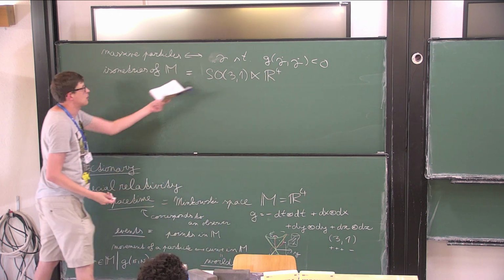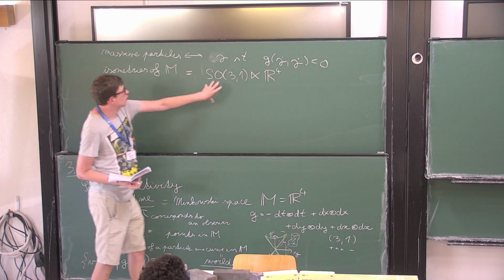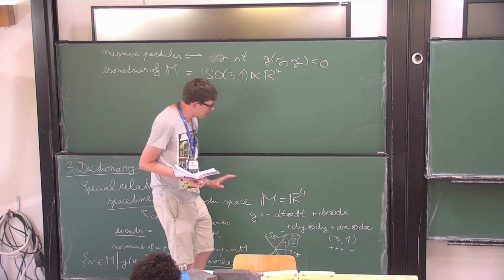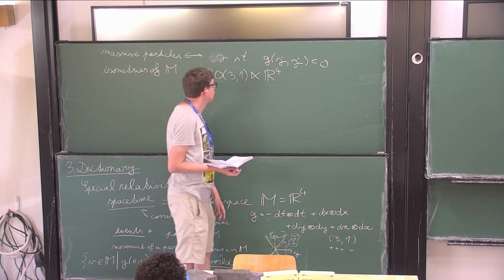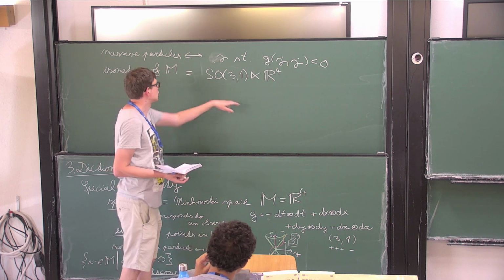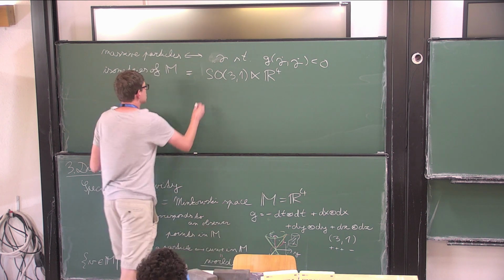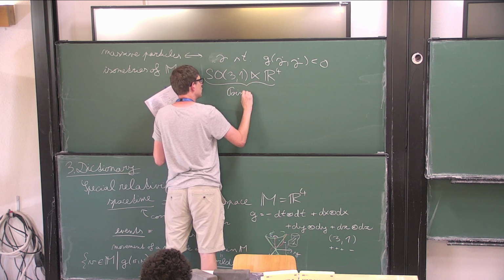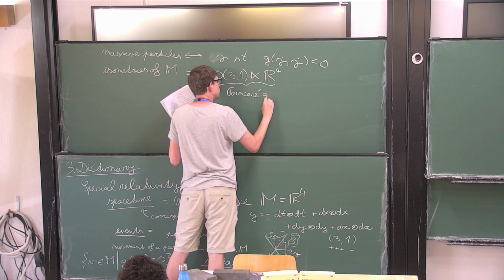Why semi-direct product? Because you can make rotations, that's SO(1,3) or SO(3,1), or you can make translations. And rotation acts on translations. So there is a semi-direct product. This thing is called in physics the Poincare group.